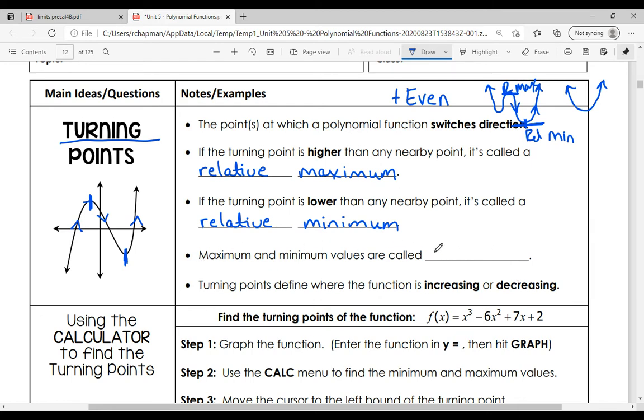Okay? Just another term, maximum and minimum values are called extrema. So if you run across that word, you know that it's just the maximum or the minimum value, the highest peak or the lowest peak.